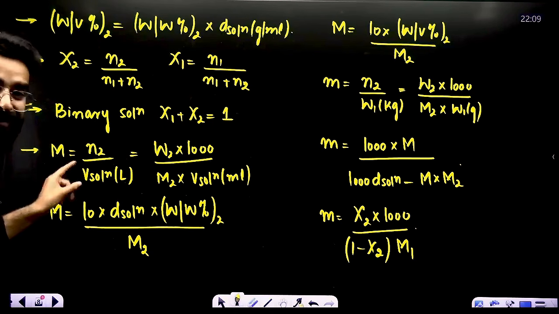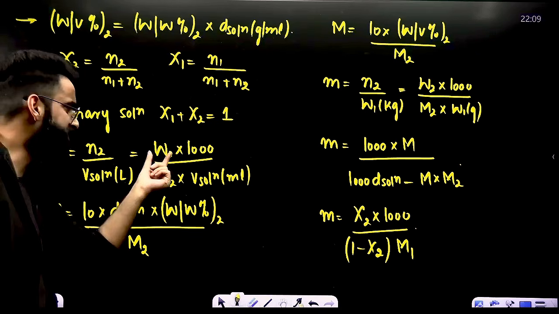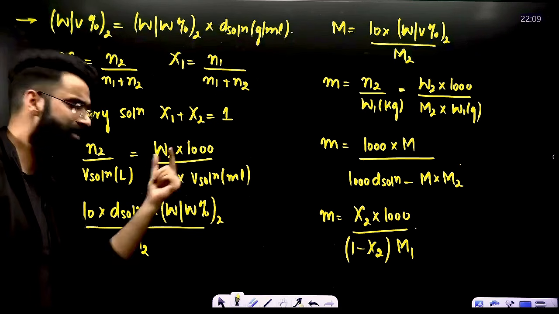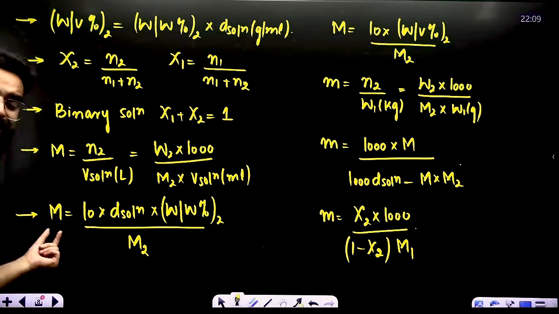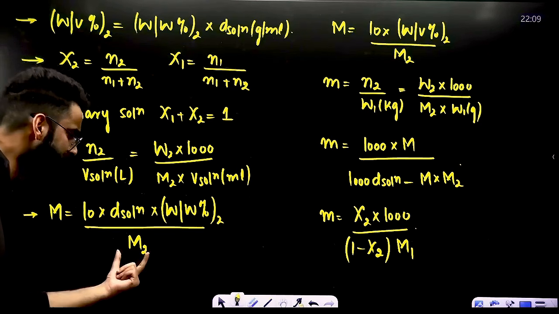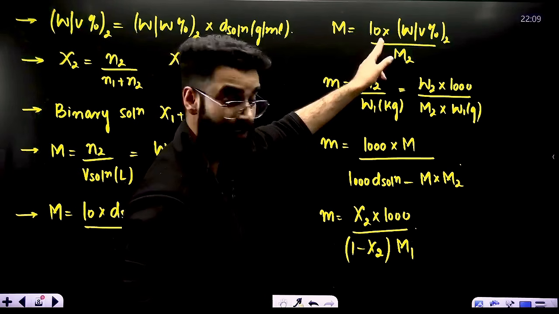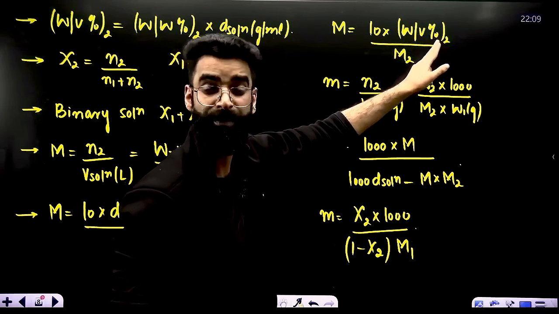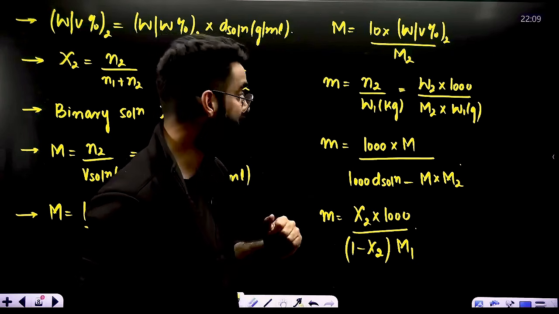When it comes to the molarity, it is number of moles of solute divided by volume of solution in liters, or mass of solute in grams multiplied by 1000 divided by molar mass of solute multiplied by volume of solution in ml. Similarly, molarity is equal to 10 multiplied by density of solution multiplied by weight by weight percentage of solute divided by molar mass of solute. One more result. Molarity of the solution is equal to 10 multiplied by weight by volume percentage of solute divided by molar mass of solute. One more result to calculate molarity.